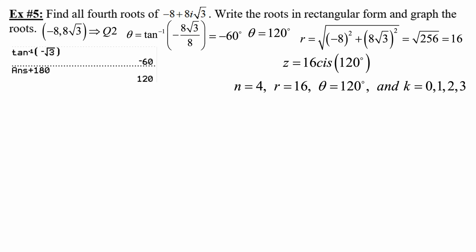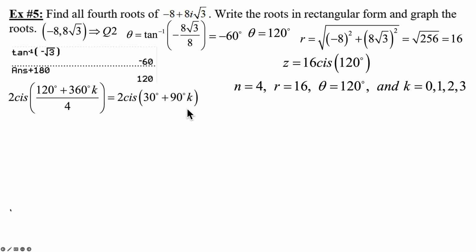Now, go to the formula. N is 4. So 4 minus 1 is 3. So now K goes 0, 1, 2, 3. R is equal to 16. The fourth root of 16 is a 2. Lots of 2's for the r here. And we got our theta of 120. So 2, that's the fourth root of 16, CIS 120 degrees plus 360 degrees times K, all over 4. Reduce this.